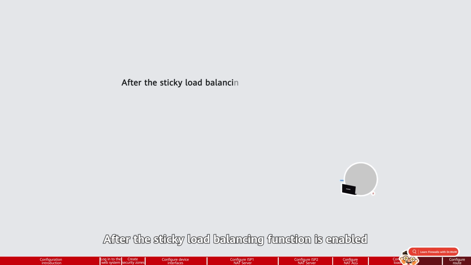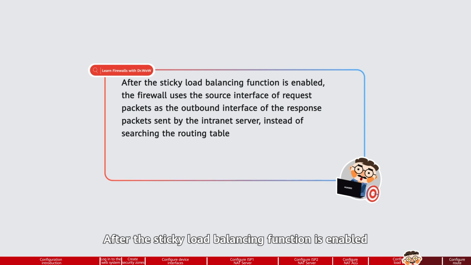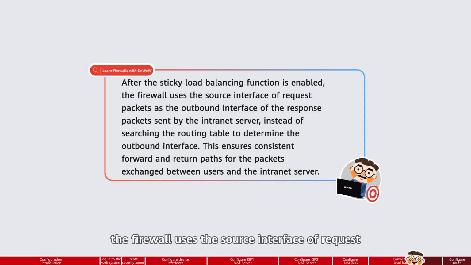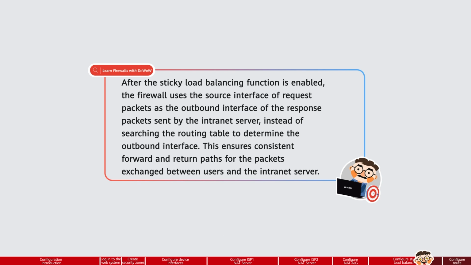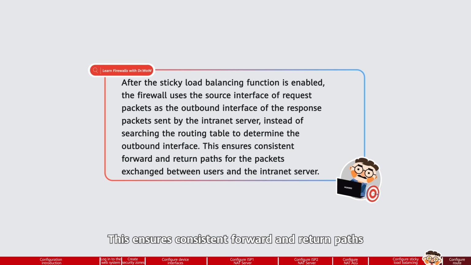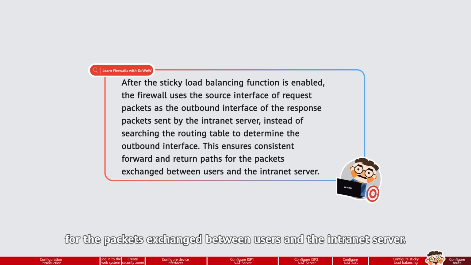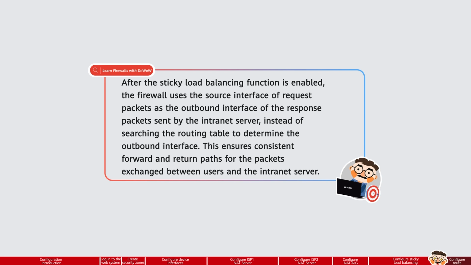2.2.2.254. After the sticky load balancing function is enabled, the firewall uses the source interface of request packets as the outbound interface of the response packets sent by the intranet server, instead of searching the routing table to determine the outbound interface. This ensures consistent forward and return paths for the packets exchanged between users and the intranet server.